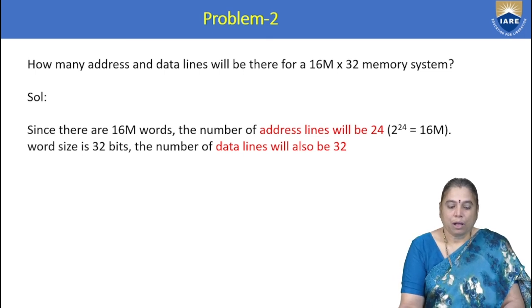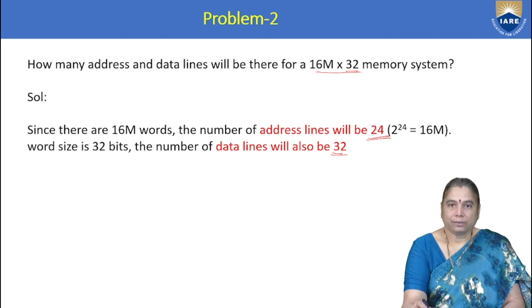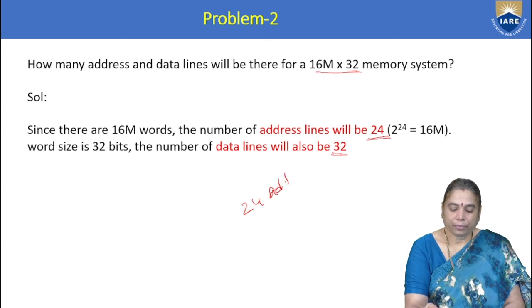Next, coming to the next problem. How many address and data lines will be there for a 16M by 32 memory system? Here there are 16M words. The number of address lines is 2 power 24, which is 16M. So, 24 address lines are required to address it. And the data lines are 32, since the word size is 32 bits. So, to access this 16M by 32-bit memory, we require 24 address lines and 32 data lines.